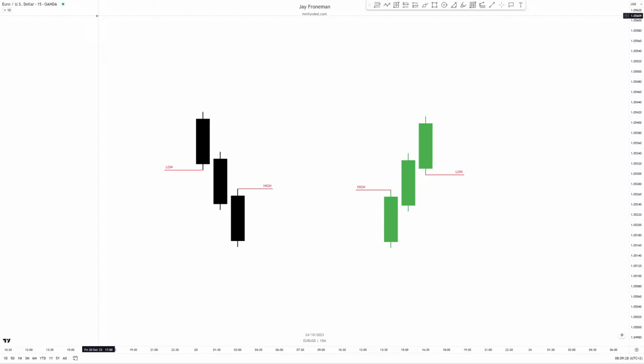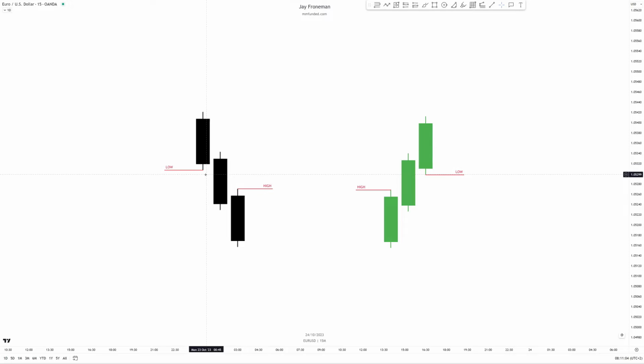Firstly, let's start off with the basics. What is a fair value gap? A fair value gap is a 3-candlestick pattern, where the first candle's low does not overlap the third candle's high, or where the first candle's high does not overlap the third candle's low. Let's take a further in-depth look into this.